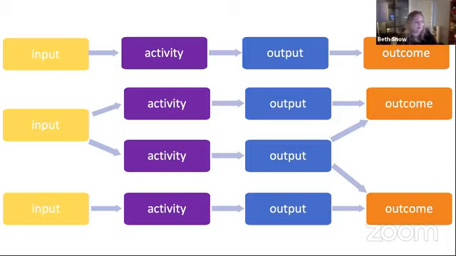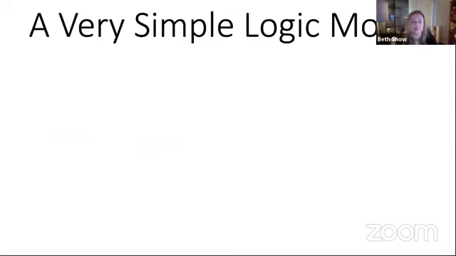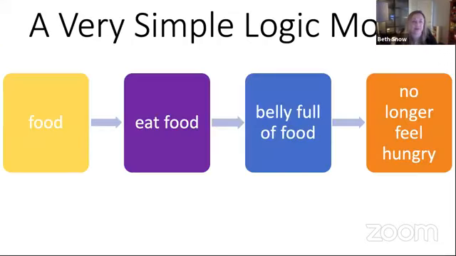So just to give a really simple example, if I have food, that's my input, then I do the activity of eating the food. The output of eating food is my belly is full of food. And then the outcome is I don't feel hungry anymore. I find sometimes it's helpful to do a little simple example to make it more concrete, because all this jargon of inputs, outputs gets a little taxing sometimes.